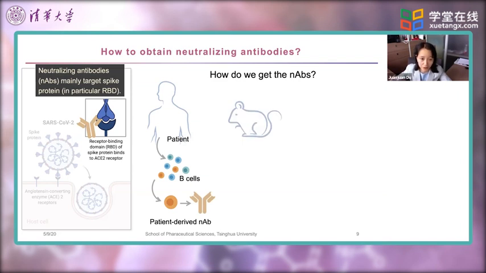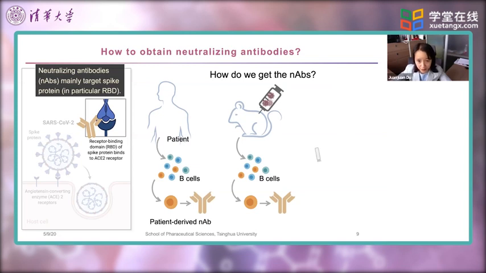And also, we can just use a lab animal like a mouse. We immunize this mouse with vaccine, with the virus, or deactivated virus, or even just with the S protein. And then this mouse will produce antibodies against this virus. Similarly, we can get the B cells and then produce the antibody.